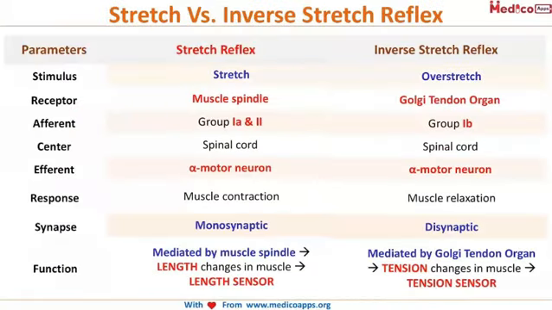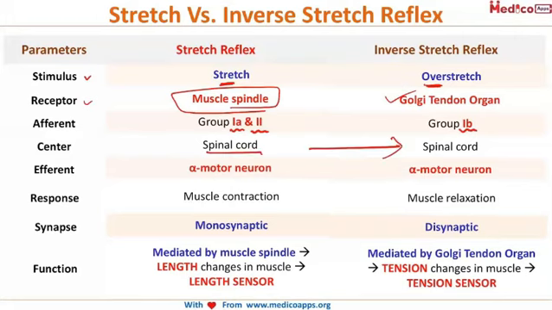Now let's have a quick comparison of stretch reflex and inverse stretch reflex. The stimulus for stretch reflex is obviously stretch, and for inverse stretch it is overstretch. The receptor is the muscle spindle, whereas here we have seen it is the Golgi tendon organ. The afferents for stretch reflex are 1A and 2, and for inverse stretch it is 1B. The center for both, however, is the same. It is the spinal cord, and the efferent is also the same. That is the alpha motor neuron.